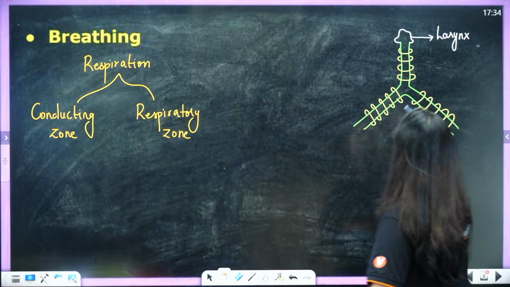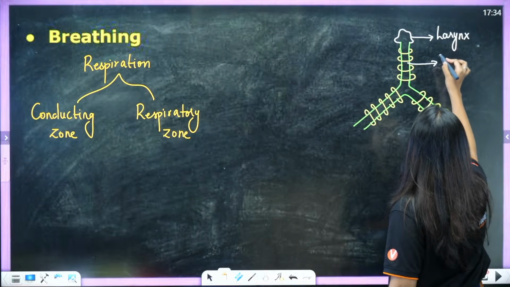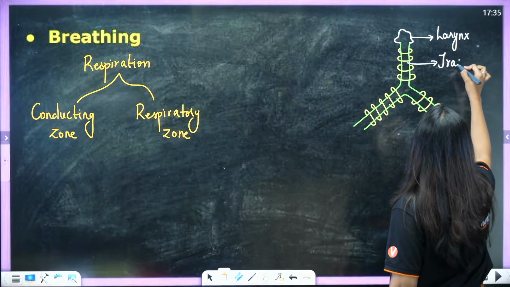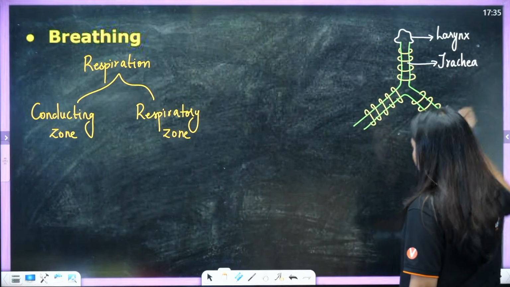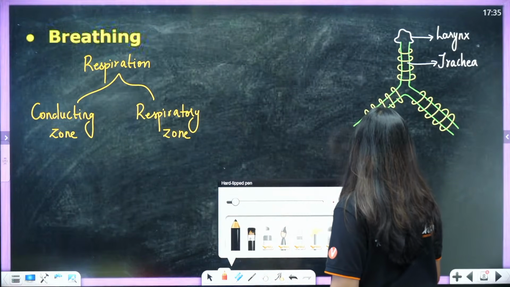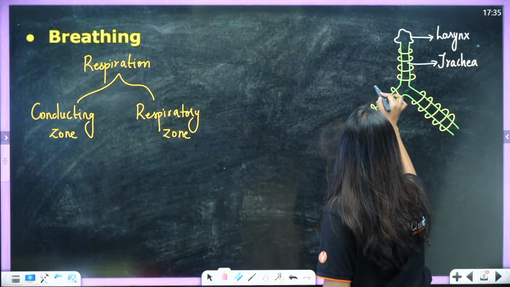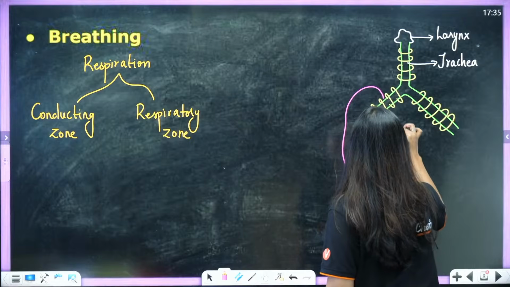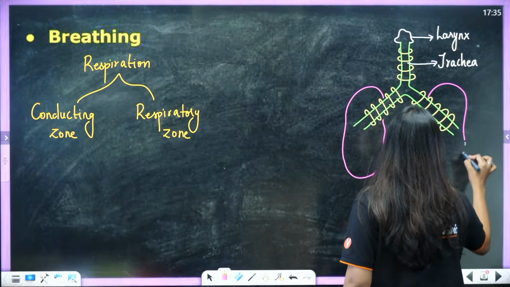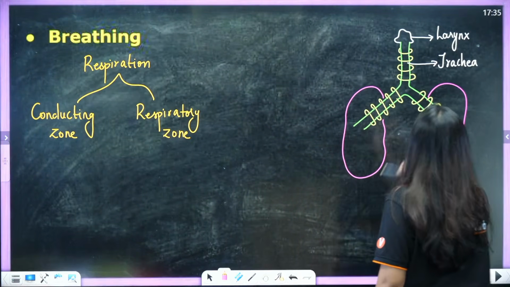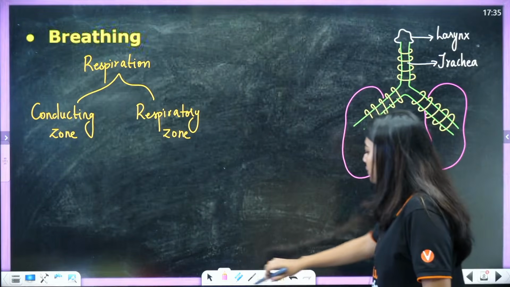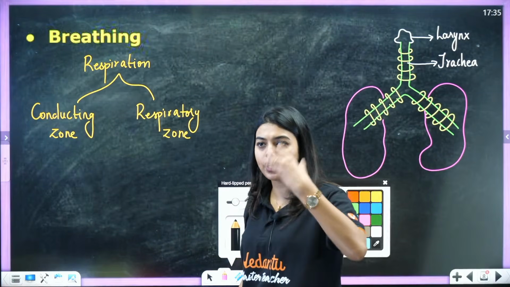Okay, simple. Now, this is your trachea. Now, trachea is splitting on the 5th thoracic vertebrae. Now, let's draw your lungs. One lung will look a little kidney shaped because there is a cardiac notch where your heart is.